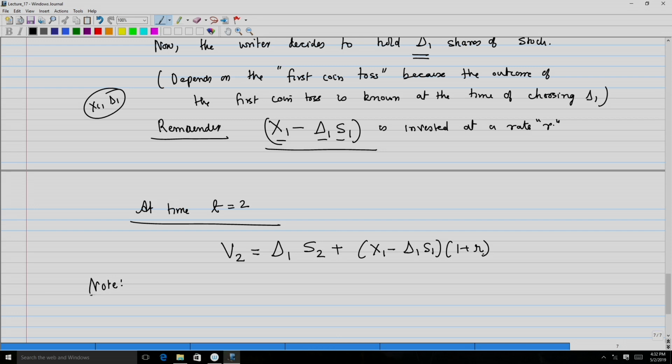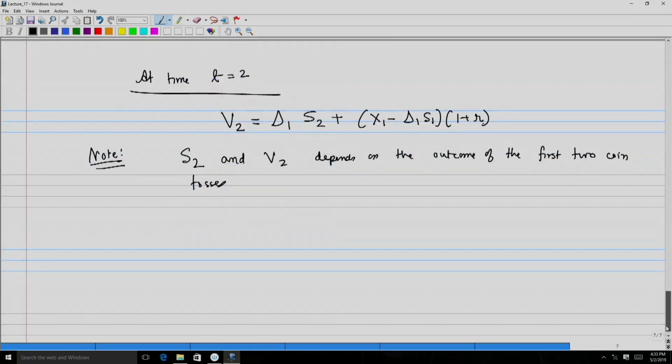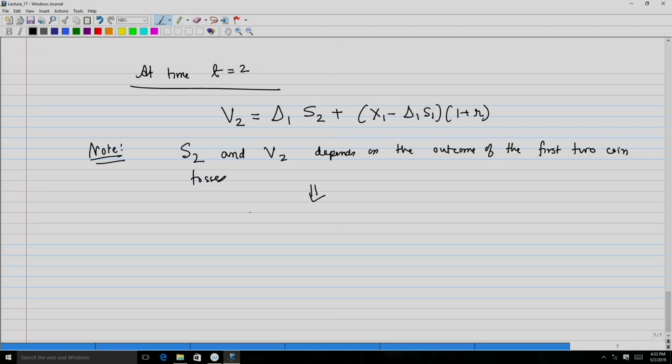Now, obviously, we can make an observation here that S 2, which is the price of the stock after 2 coin tosses, is obviously dependent on the outcome of the first 2 coin tosses, and so obviously V 2 will also depend on the outcome of the first 2 coin tosses. Okay, so this results in 4 possible outcomes.